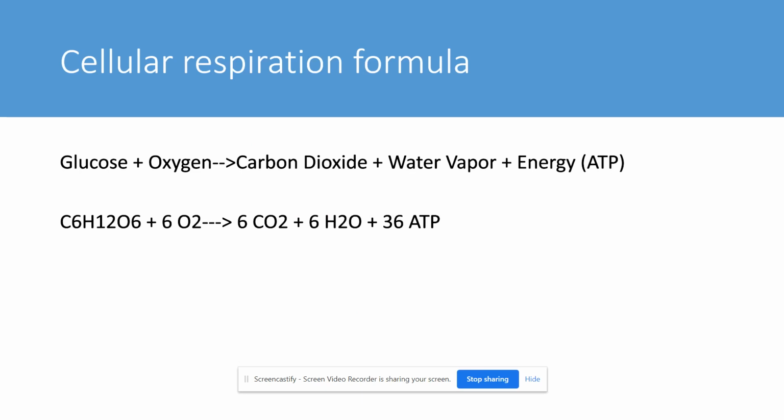And again, let's look at the formula because that might be helpful to you in answering any questions about this on the MCAS. So what do we need to start cell respiration in the mitochondria? Well, we need a glucose molecule, or C6H12O6. We need oxygen molecules, specifically 6 of them.